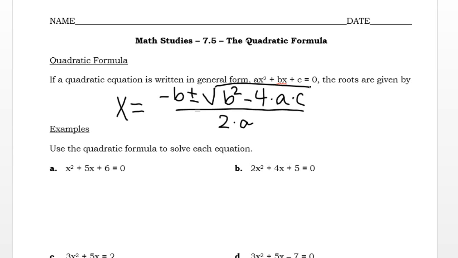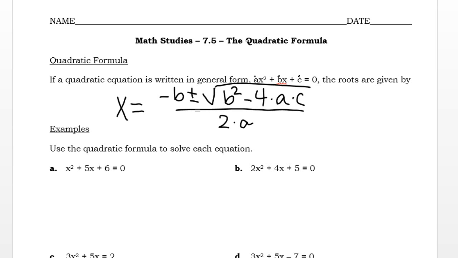Okay, so whatever number's in front of the x squared, that's where you find a. Whatever number's in front of the x, that's where you find b. Whatever number has no variable, that is where you find c. You plug those three values into this equation, solve it with a plus, solve it with a minus, and you have your roots to the quadratic equation.